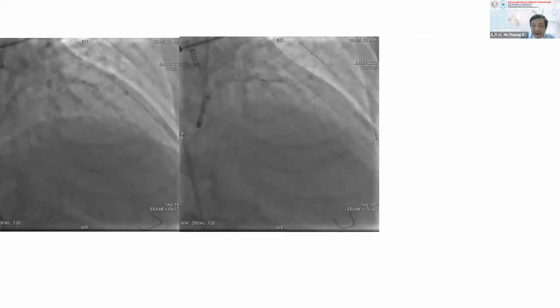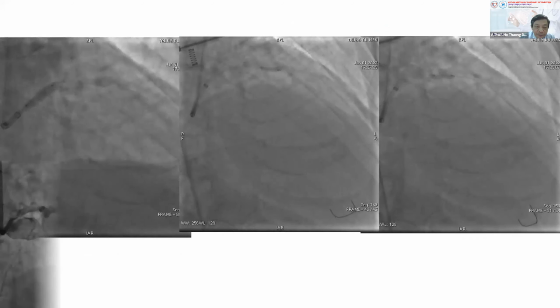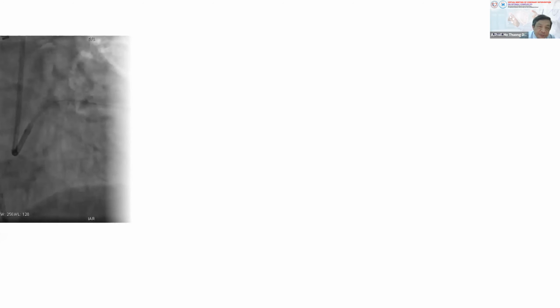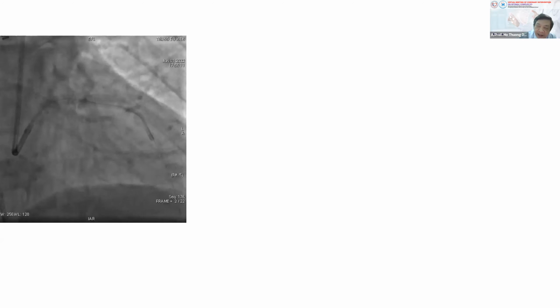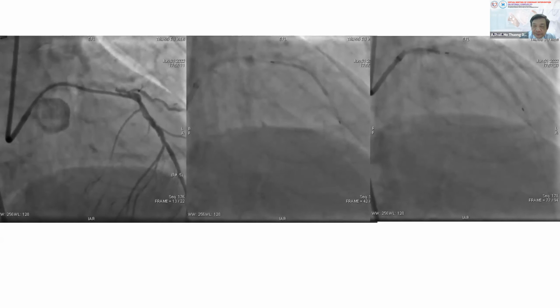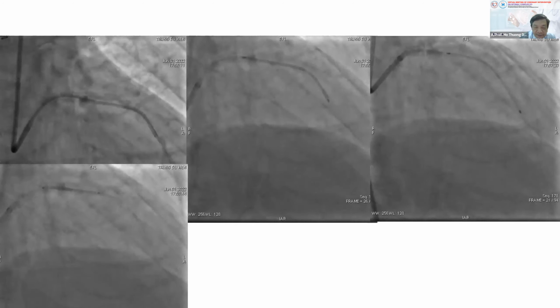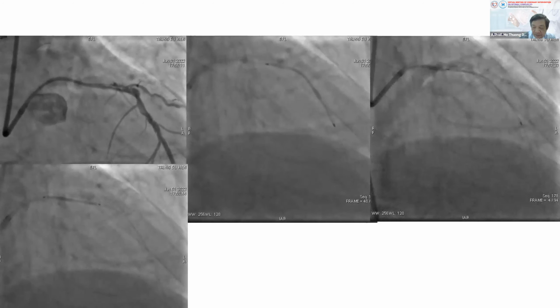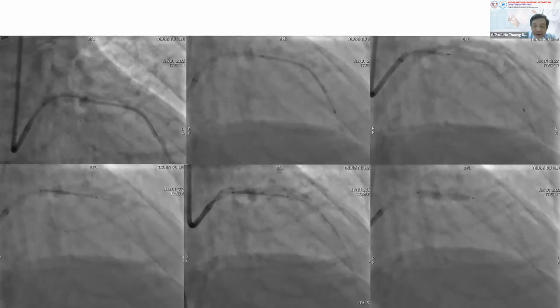angiogram. You can see small balloon pre-dilatation, cutting balloon, and we use an extension guidewire or Kidajila to bring the distal stent to the mid, covering the severe stenosis. And the second stent covers from the left main to cover the proximal segment of the LAD. And the final result.